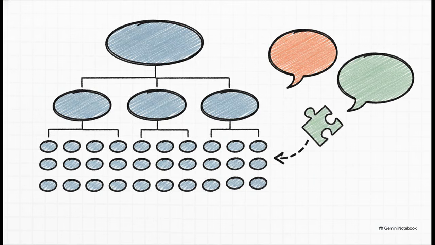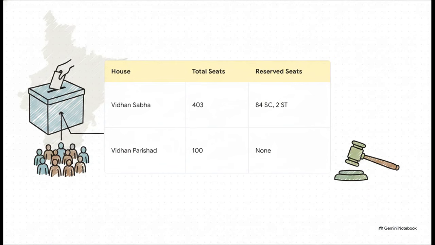And the map is still evolving. Notice the ongoing proposal to create a 76th district, which would be called Kalyan Singh Nagar. Here we've got a clean breakdown of the bicameral legislature, meaning, of course, that it operates with two houses. For the Vidhan Sabha, or Legislative Assembly, there's a massive 403 seats. And crucially, out of those, 84 seats are reserved for scheduled castes and 2 for scheduled tribes, ensuring vital representation. Then, for the upper house, the Vidhan Parishad, it operates with exactly 100 seats.